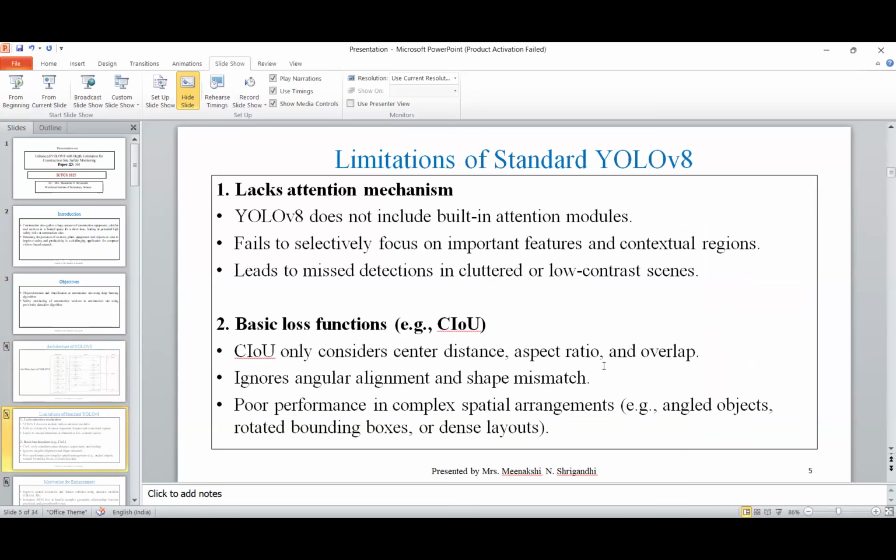The limitation of standard YOLO V8 is it lacks attention mechanism. YOLO V8 does not include inbuilt attention modules, so it fails to selectively focus on important features and contextual regions. It also has a basic loss function like CIOU, which considers only the center distance, aspect ratio, and overlap. And also it ignores the angular alignment and shape mismatch.